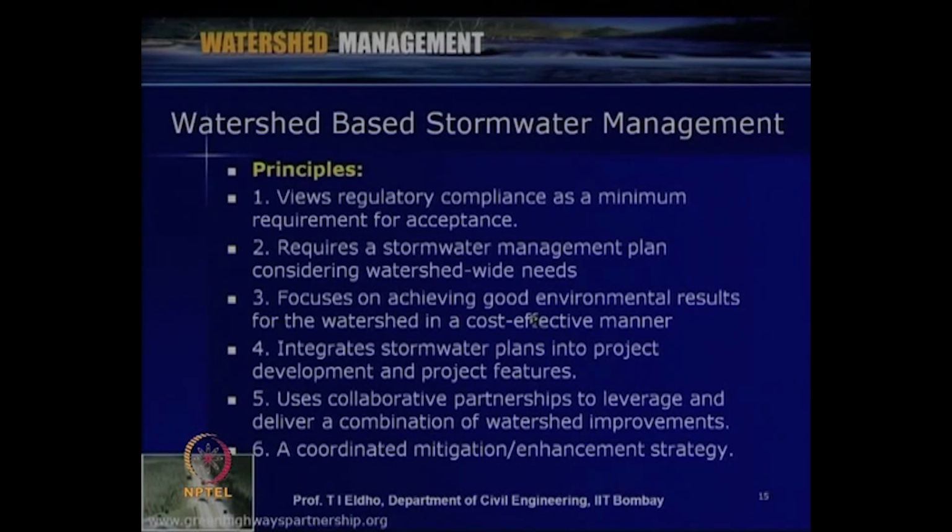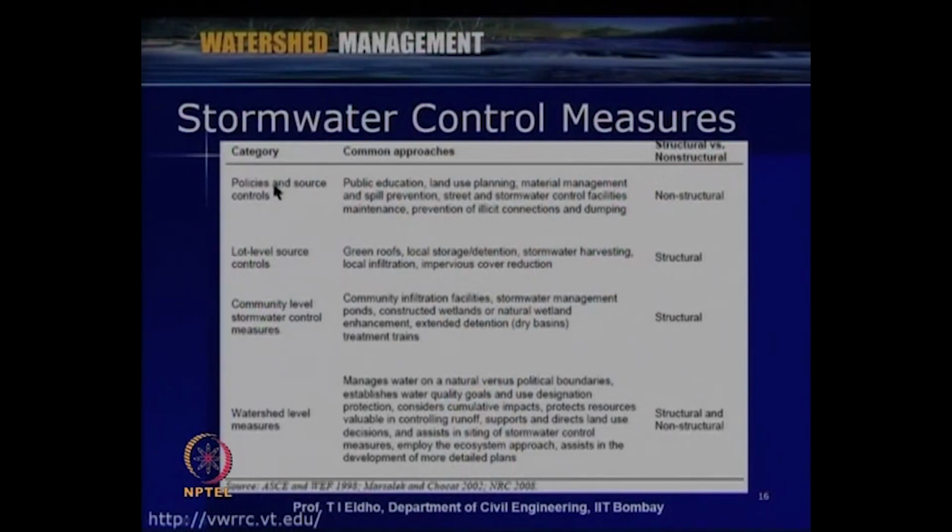and then a coordinated mitigation or enhancement strategy. So, that way, when we deal with watershed based stormwater management, with respect to the goals, we can adopt specific technologies which meet the regulatory compliance, so that there will be improvement as far as the total environment on a watershed basis. So, when we look into stormwater management, let us now look into some of the important control measures. We can have various measures to deal with stormwater. So, let us look into various approaches as far as stormwater is concerned.